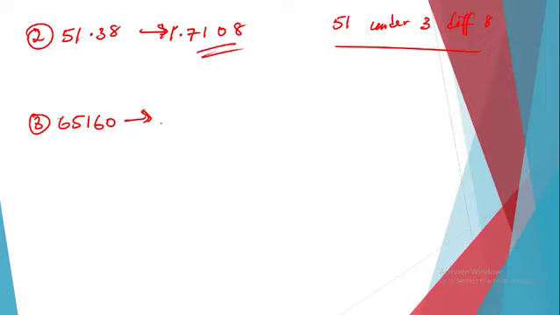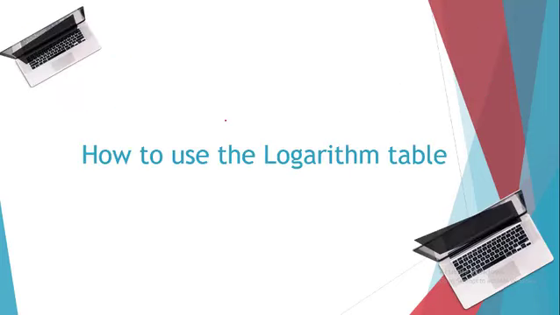Okay, and then for this we have 65160. How do we do that? We search for 65 under 1 difference 6. 0 is not included. Okay, then you search for 65 under 1 difference what? 6. Okay, now we then have our answer to be equal to 4.8140.